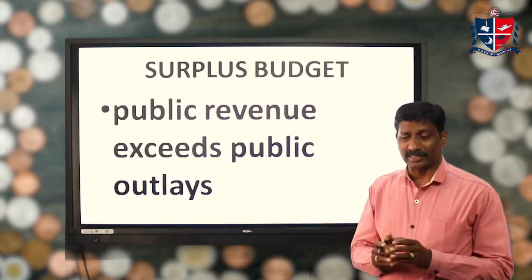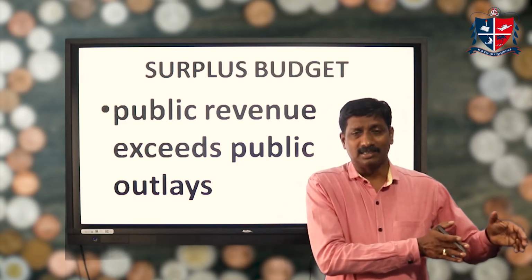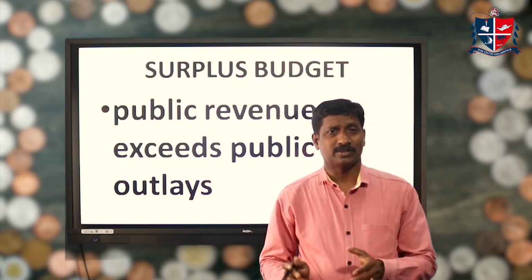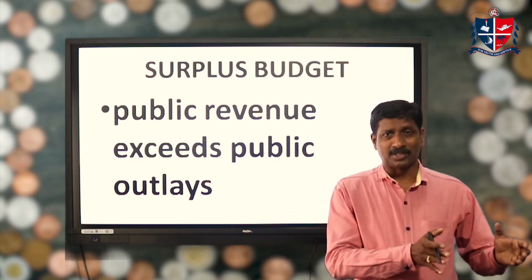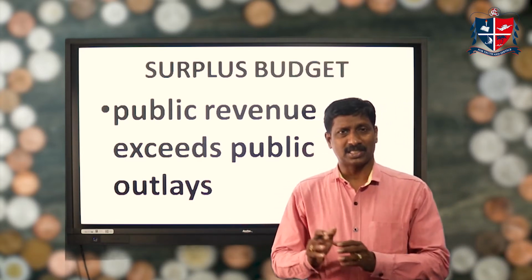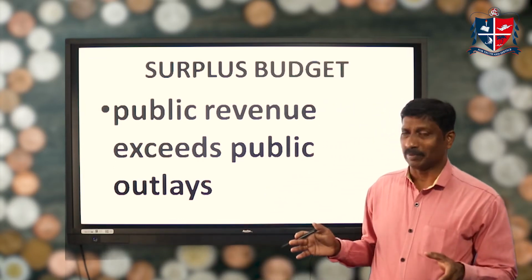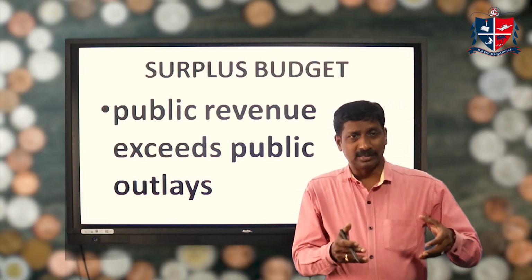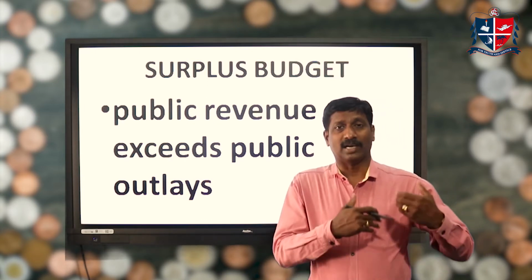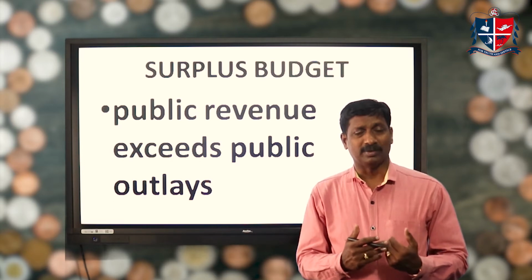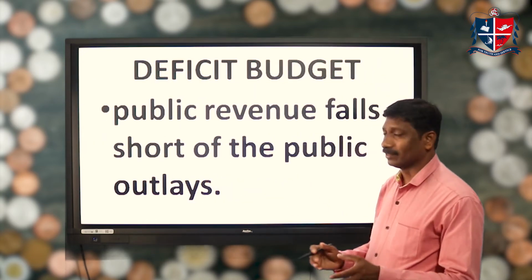Then when we categorize budget, there are two major categories: unbalanced budget and balanced budget. In the unbalanced budget, there are two more subdivisions: surplus budget and deficit budget. First of all, we have to talk about the term surplus budget. In the case of surplus budget, public revenue exceeds public outlays. When the anticipated revenue is more than anticipated expenditure of the government, we can say that that is a surplus budget.